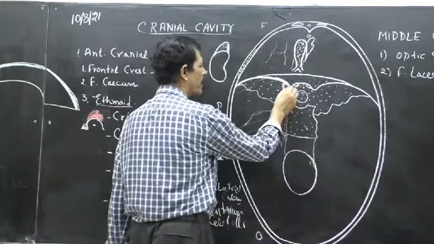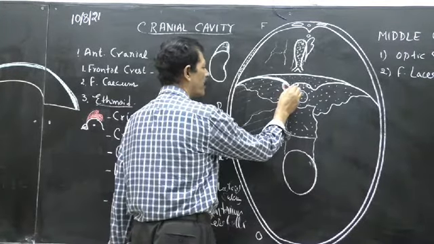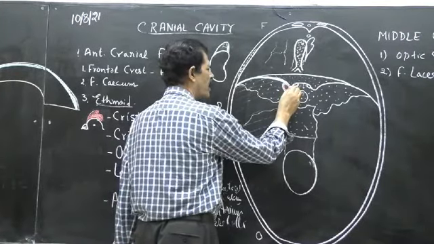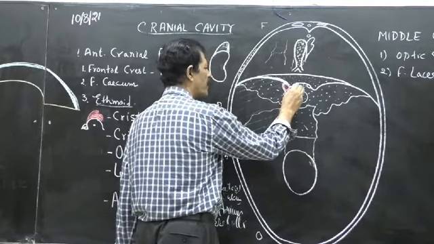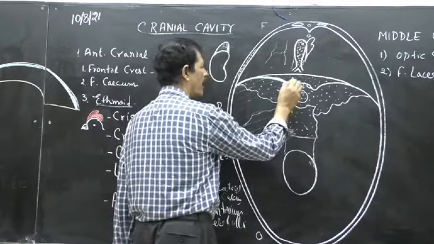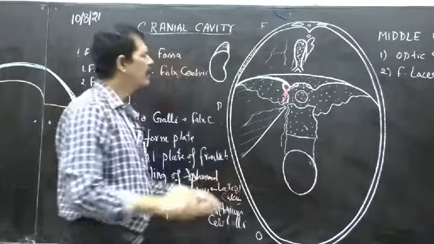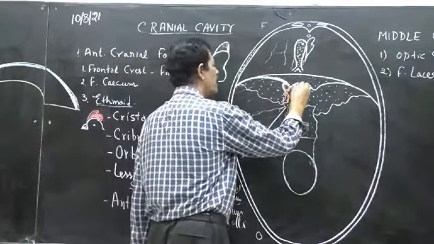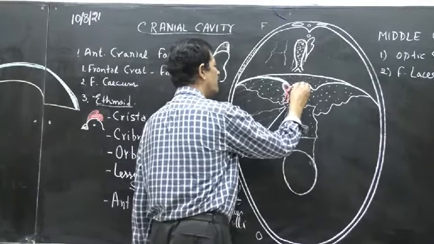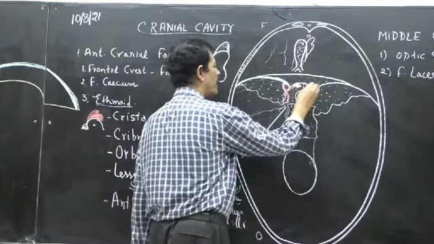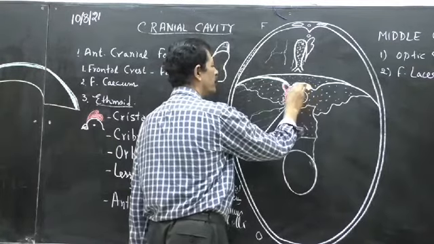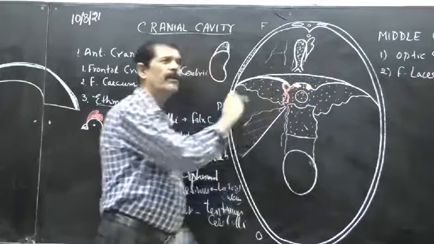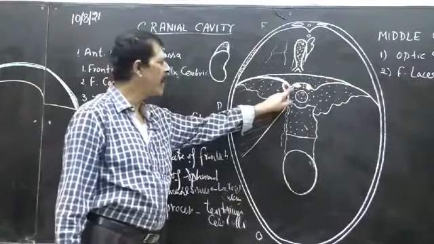And the same artery will give, below the anterior clinoid process, a branch which goes into the orbit and lies inferolateral to the optic nerve, which is coming out from the optic canal on both sides, right eye and left eye. So this artery is inferolateral, inferiorly and lateral.